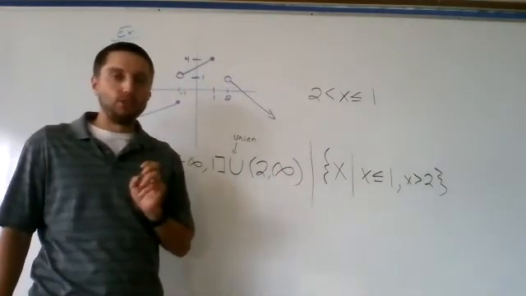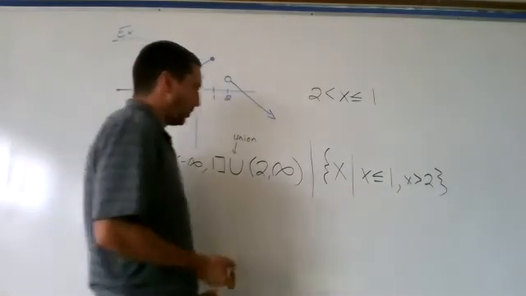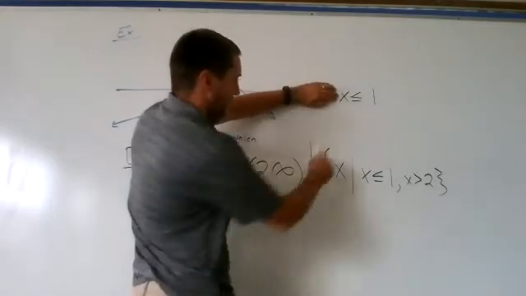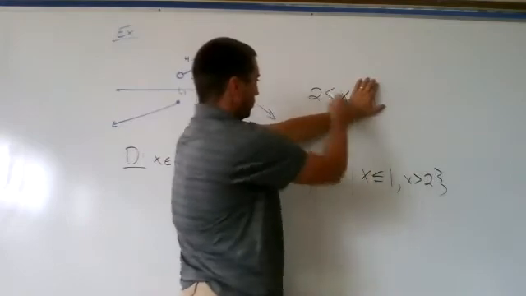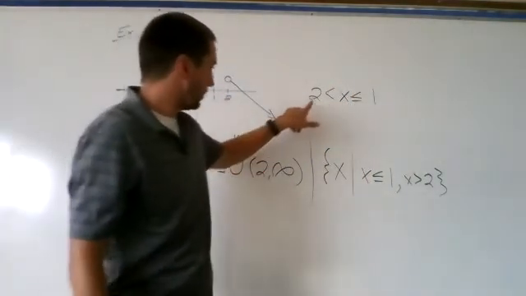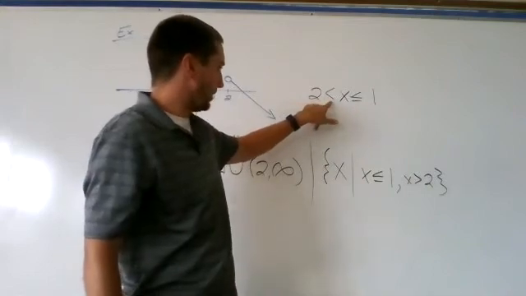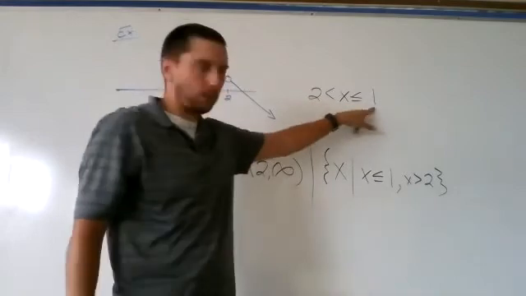Okay, the answer is no, it is not okay. And how come? If you look at it in pieces, it seems like it's the same. X is less than or equal to 1, boom. X is greater than 2, boom. But look at the full sentence. What is this saying? This is saying 2 is less than x, which is less than 1. Is 2 less than 1?